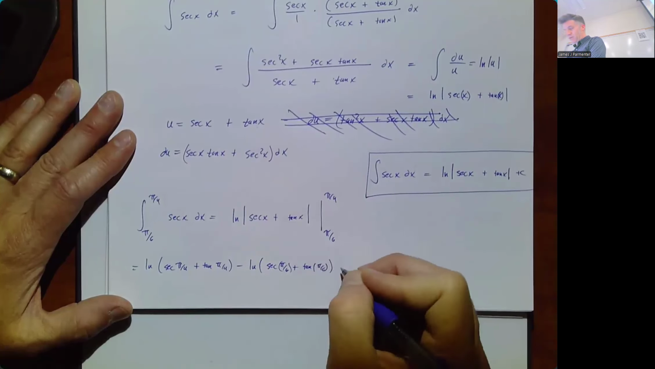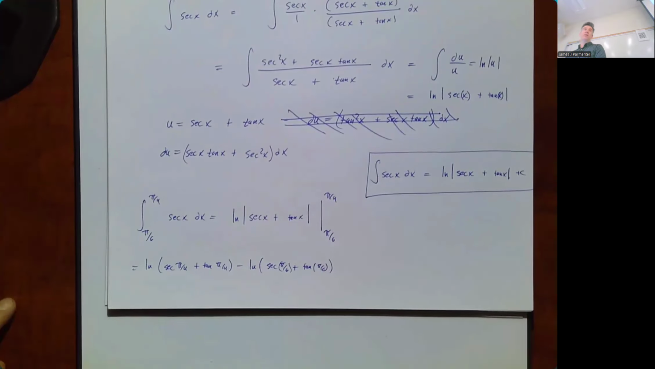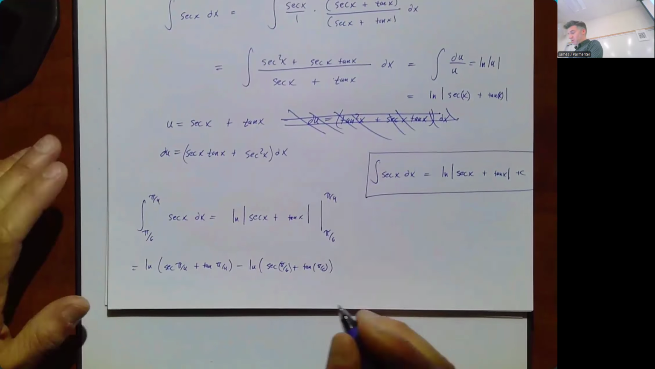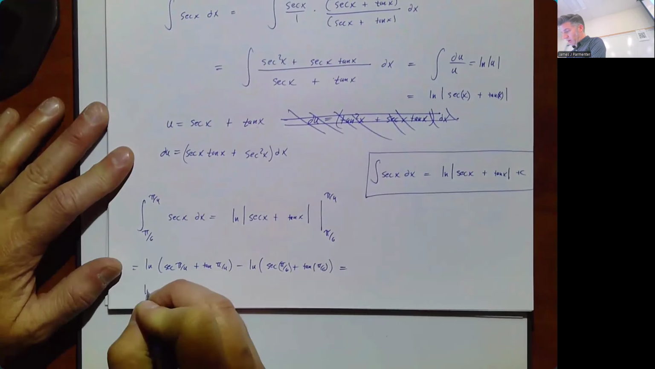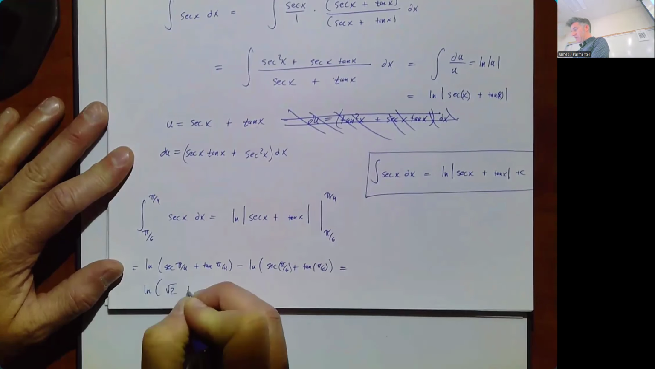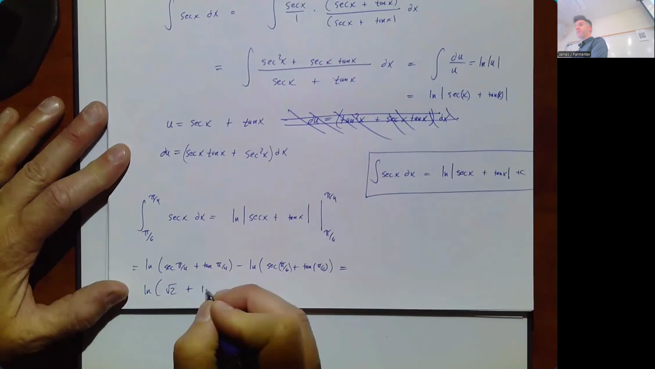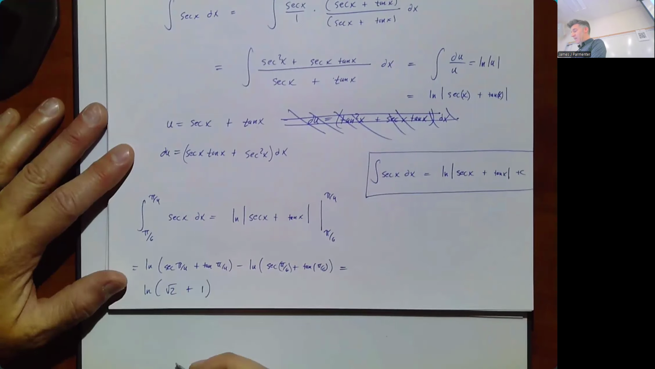And I do think it's fair to expect us to simplify this. I know what cosine is, which secant is the reciprocal of. Cosine of pi over 4 is root 2 over 2. So secant of pi over 4 is 2 over root 2, which reduces just to the square root of 2. The natural log of the square root of 2 plus tangent of pi over 4 is 1.